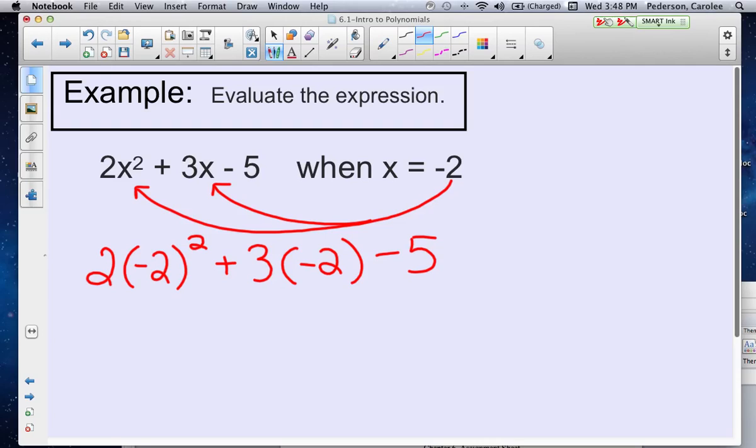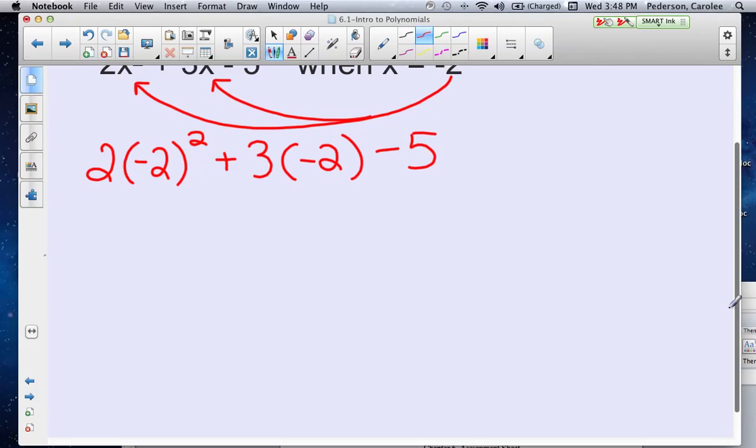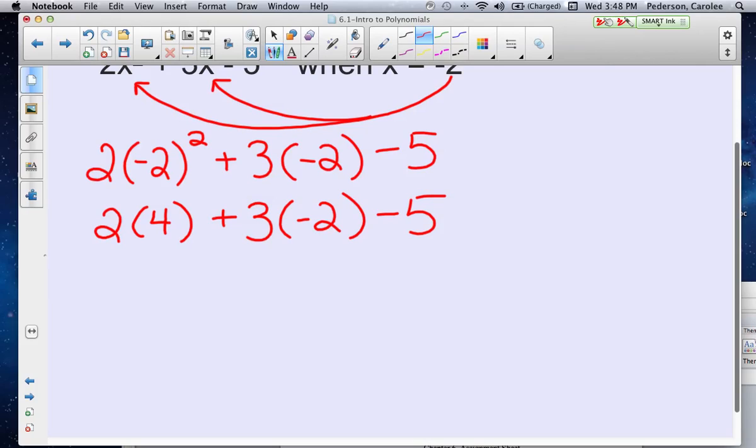Now I reduce it. So I do my order of operations. So I multiply negative 2 times negative 2, which is 4. Then after my exponents, I multiply. So 2 times 4 is 8. 3 times negative 2 is negative 6. And now I subtract: 8 minus 6 is 2. And then 2 minus 5 is negative 3. We'll pick up on the next part.